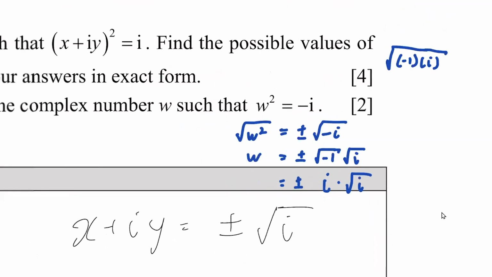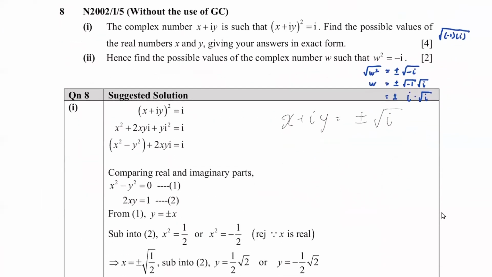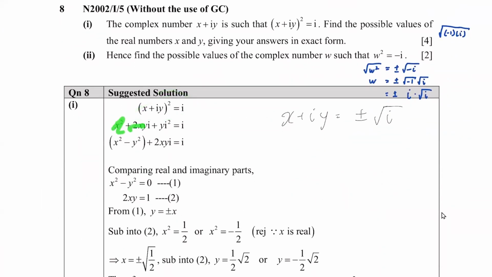Okay, then let's just proceed to solve this. So x plus iy squared equals i. You can expand it, you get x squared plus 2xyi plus y squared i squared. Simplify, you get x squared minus y squared, minus because i squared is negative 1. Then 2xyi you write over here, equals i. Then you compare real and imaginary: x squared minus y squared equals 0, 2xy equals 1. Is that clear? Yeah, 0 plus 1i. Then you can just solve for x and y.